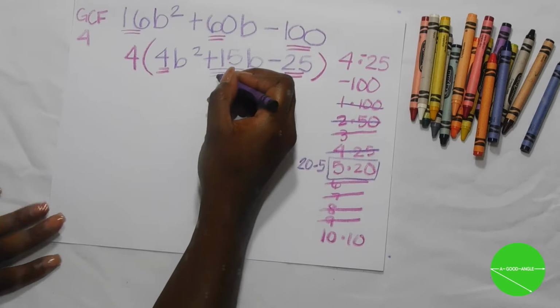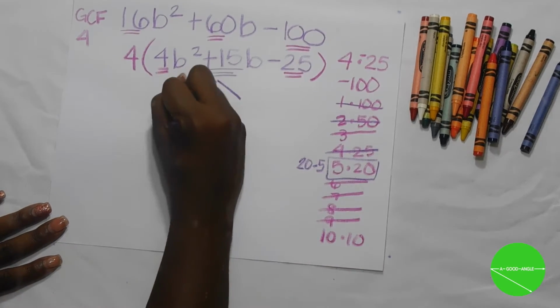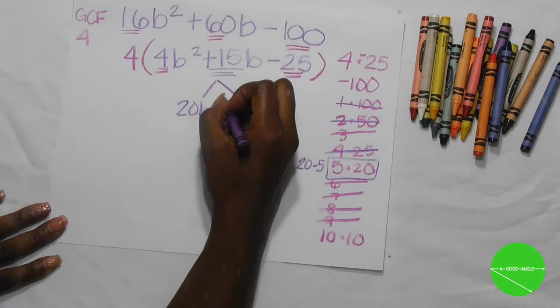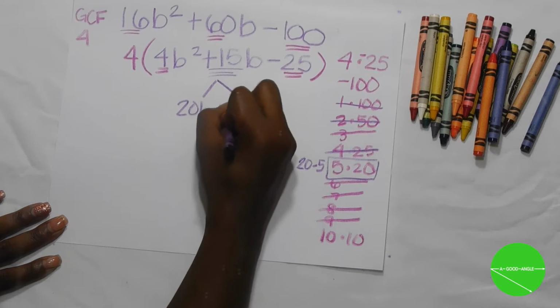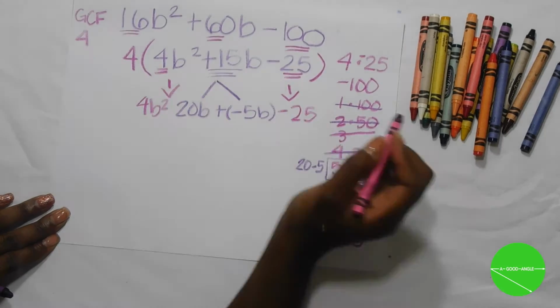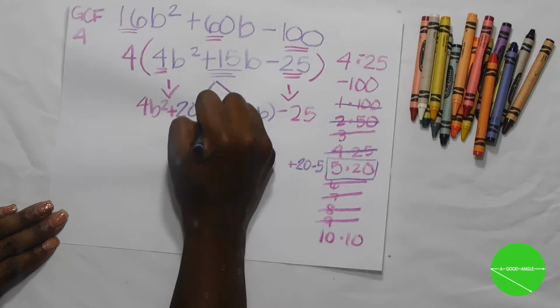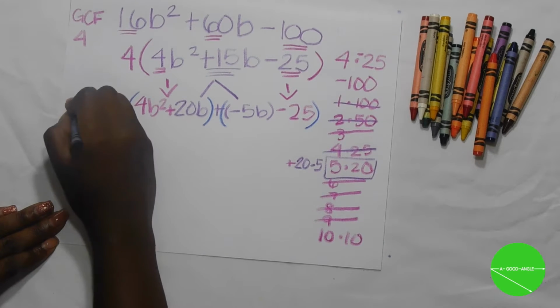And then I'm going to split my middle term. Instead of a 15, I'm going to use a 20 and a negative 5. So 20b minus 5b, minus 100, same thing. Bring everything else down, okay? Once everything else is brought down, I'm going to lump the first 2 together, lump the second 2 together, okay?